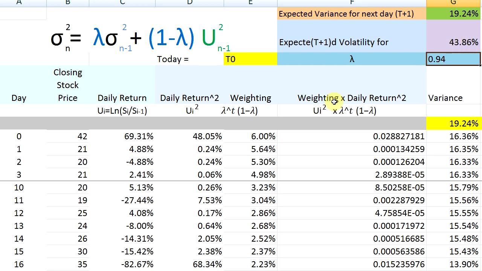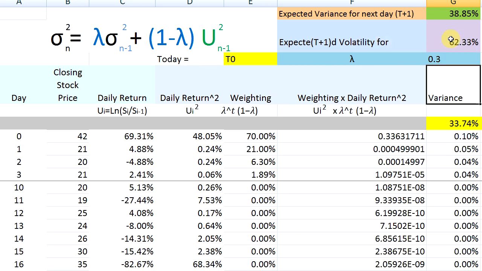Now what we are saying is, even though we have here 48% daily changes, we are only giving 6% weighting, because 1 minus 0.94 is 0.06, so we are giving 6% weighting for the recent price change. Now if I put 0.3 here, that means I'm going to give 70% weighting for this daily price change. You will see my volatility from 43%, it's going to jump up. It's going to go to 62%. Now the reason is we are giving a very high weighting for the recent price change.